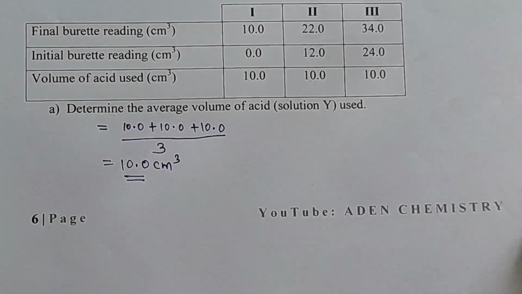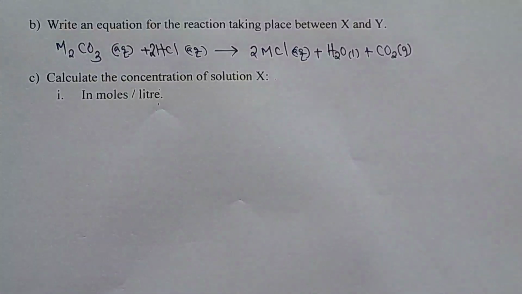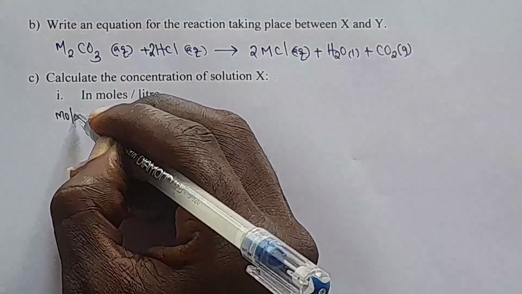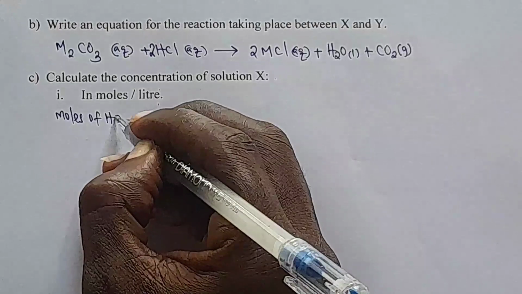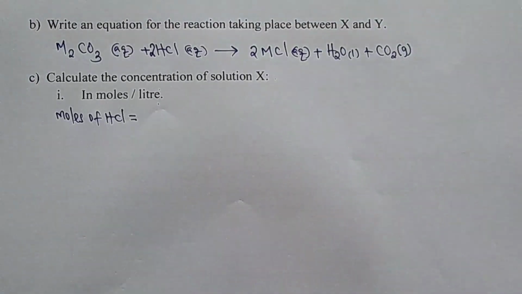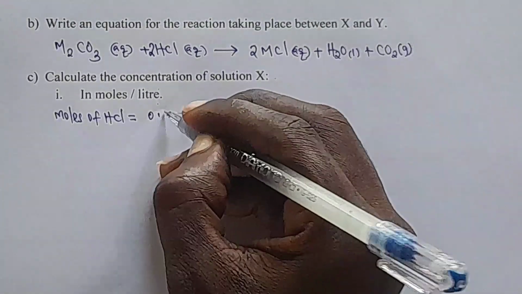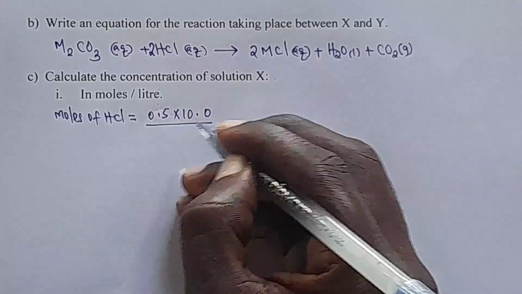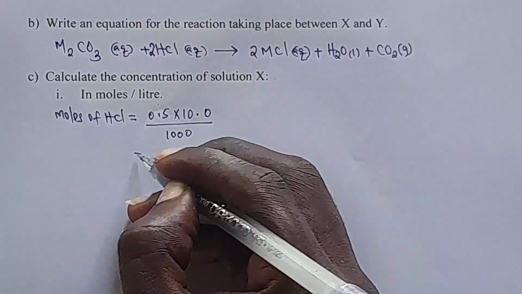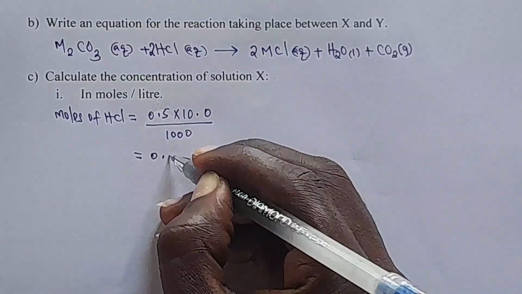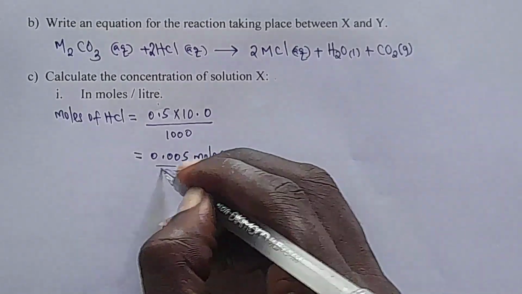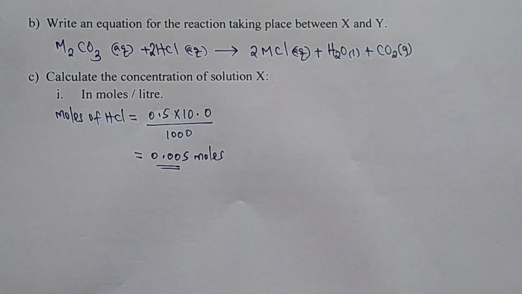We start by getting the number of moles of the hydrochloric acid, because in our case hydrochloric acid is a standard solution. So moles of hydrochloric acid is given by molarity, 0.5, times volume of hydrochloric acid, which is 10.0, divided by 1000. So here we are going to get 0.005 moles of hydrochloric acid. That's the first step that we are going to do.